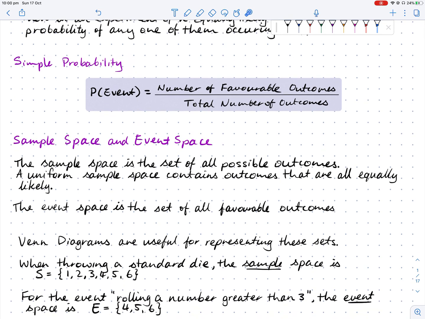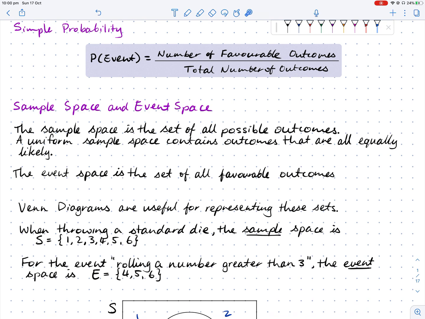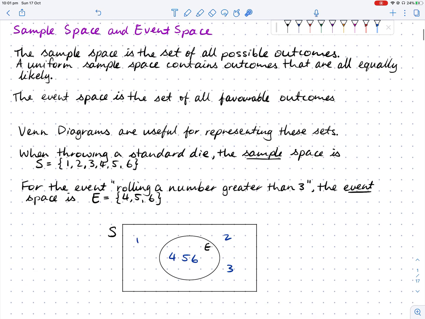So the sample space is the set of all your possible outcomes, and in a uniform sample space, each of those outcomes is equally likely. When we're looking at the event space, we're looking at just those favorable outcomes. Often we'll use a Venn diagram to show this information, and it is quite useful because then it gives you an image to base your probability off.